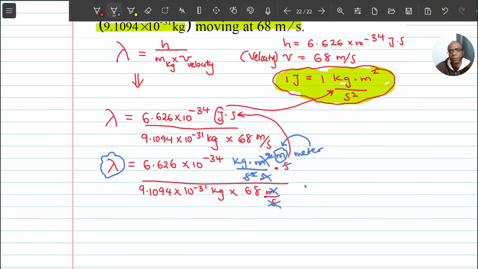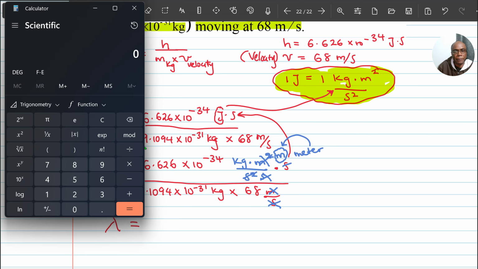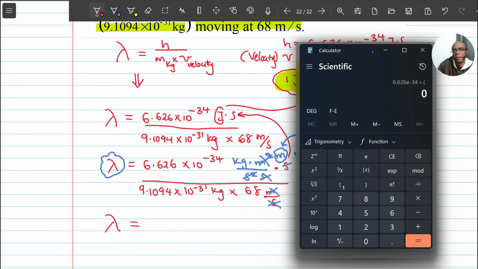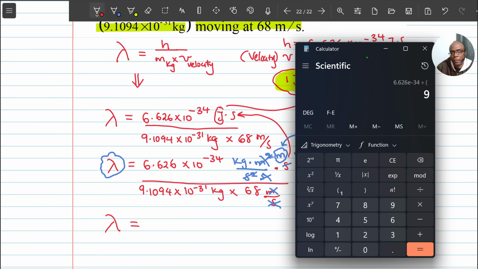So now what is left is for me to punch in the numbers and to find my wavelength. So let's bring up our calculator. I'll put my Planck's constant 6.626 exponent minus 34. I'll divide that by the product of the mass of the electron. The mass of the electron is 9.1094 exponent minus 31. I'm multiplying that by 68.